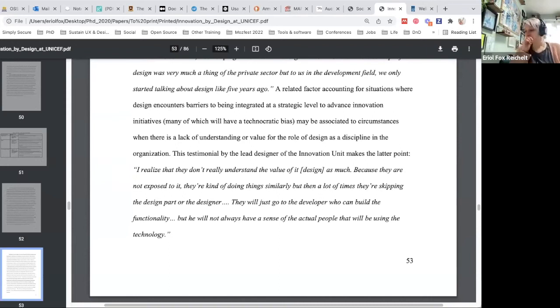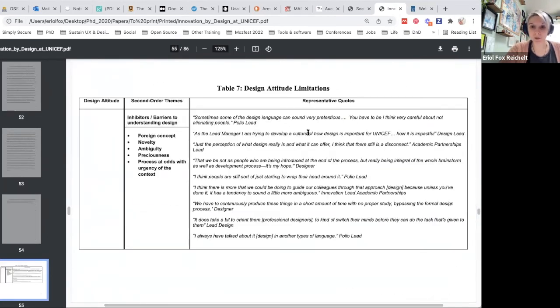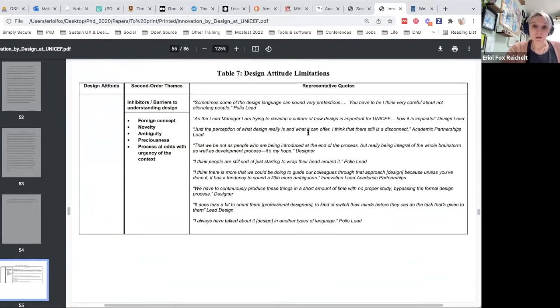Okay, I am continuing, covering the paper from the case study from UNICEF, Innovation by Design at UNICEF. So where I got up to is page number 55, the next section that I have notes on. Here we have a table of data: design, attitude, limitations.